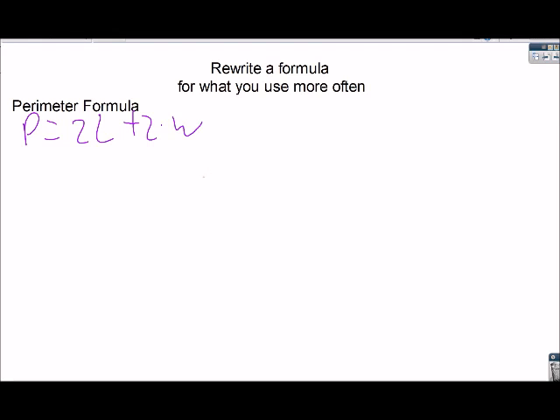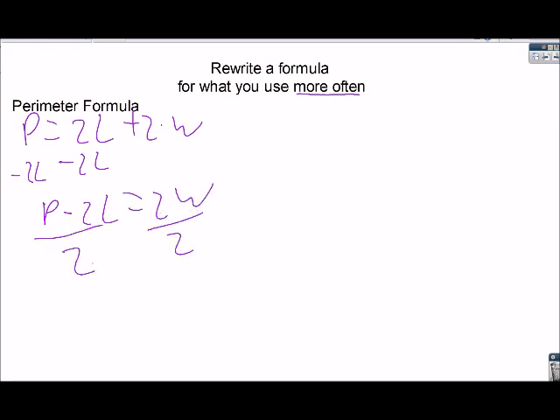Let's reorganize this for what I use most often. I most often use perimeter and length, and I'm trying to find width. So all I'm going to do is subtract 2L from both sides, and then divide by 2. This way, I have my width is equal to perimeter minus 2L over 2. And then what I want to find most often is all by itself.